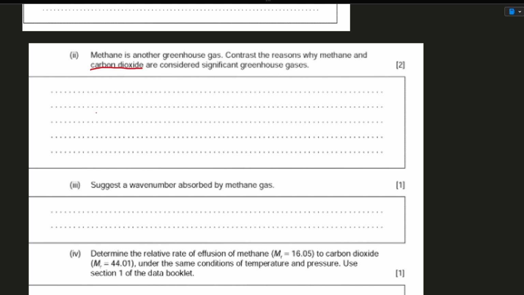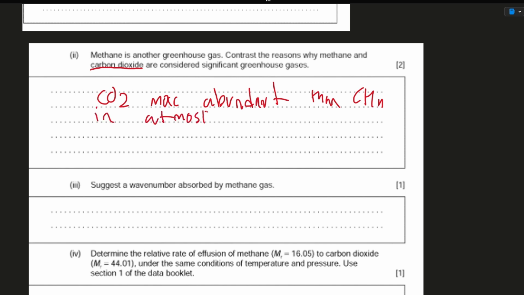So we can immediately say that CO2 is much more abundant than methane in the atmosphere, which could possibly make it a factor in that it contributes more to global warming. And that's one reason right here.